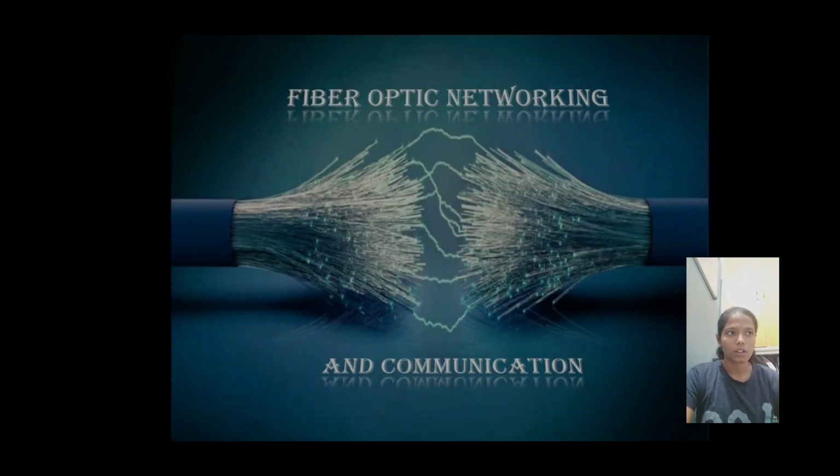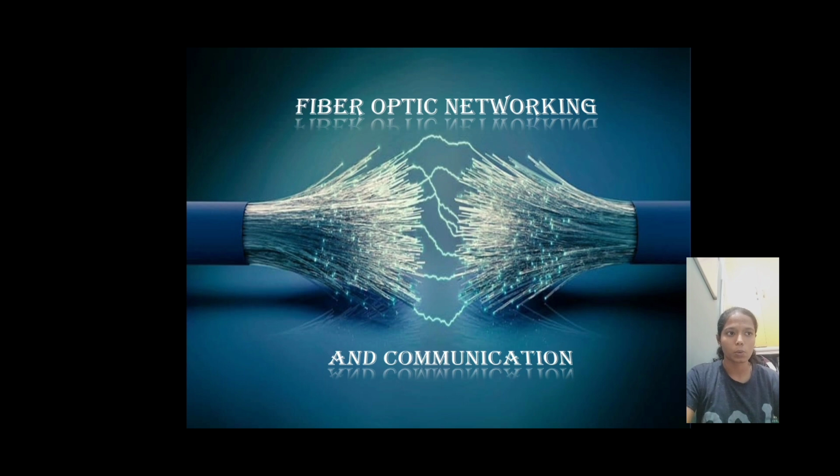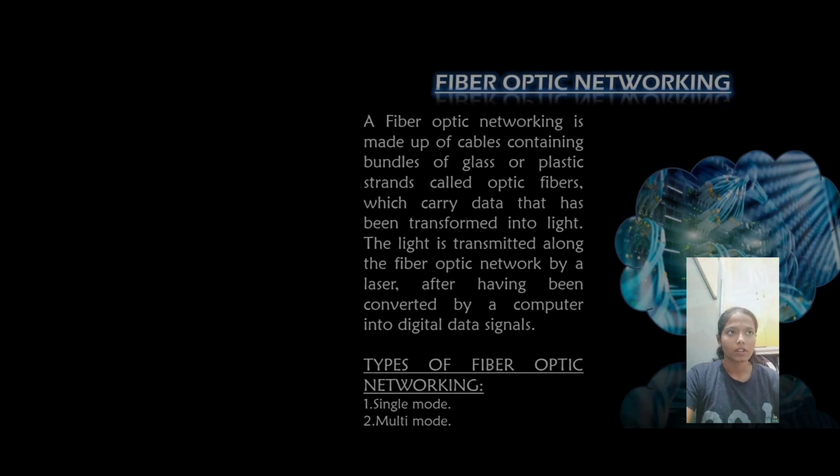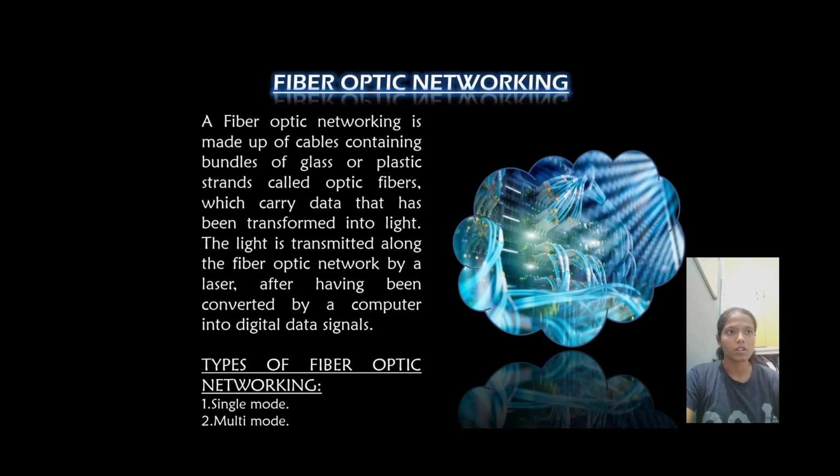Let us see what fiber optic communication and networking is. Fiber optic networking is made up of cables containing a bundle of glass or plastic strands called optic fibers, which carry data that has been transformed into light. The light is transmitted along the fiber optic network by a laser after having been converted by a computer into digital data signals.